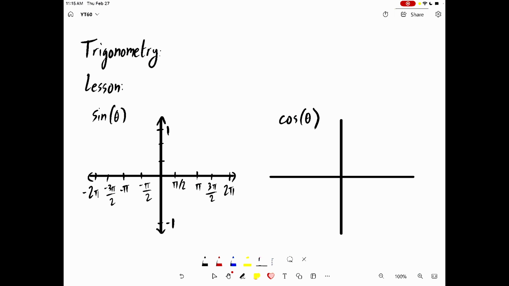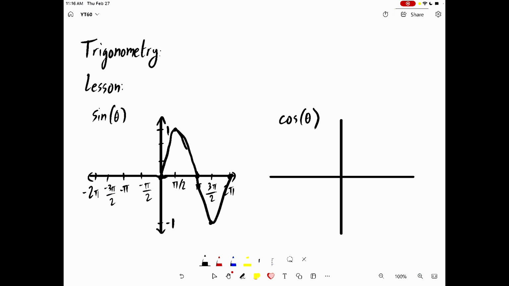And now we're actually going to graph it. So sine of 0 is 0, so we just draw a dot over here. Then sine of pi over 2 is equal to 1. Sine of pi is equal to 0. Sine of 3 pi over 2 is equal to negative 1. And sine of 2 pi is equal to 0. So if we connect the lines, we get something like this.